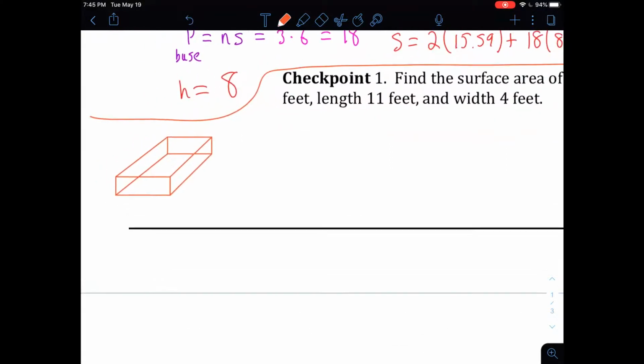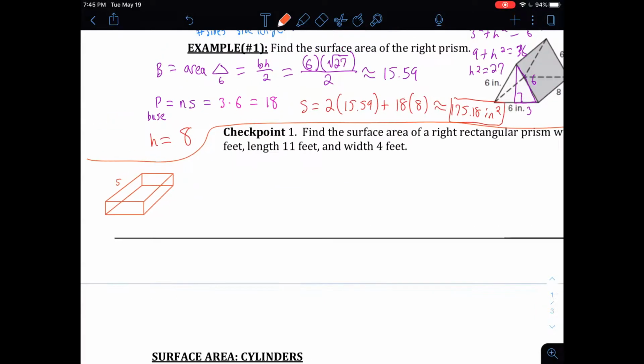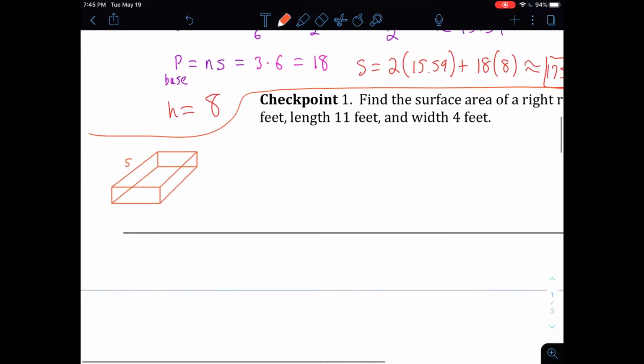Okay, there's a prism. The height is 5, which is the distance between the bases. The width is 4, and the length is 11. Now we're going to plug into the formula. Surface area equals 2 times capital B, which is the area of the base, plus the perimeter of the base times the height between the bases. So let's figure out each of these things here.